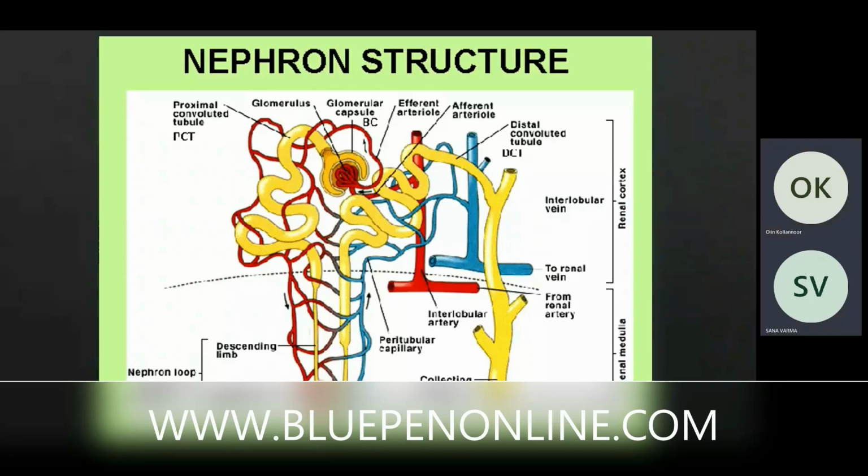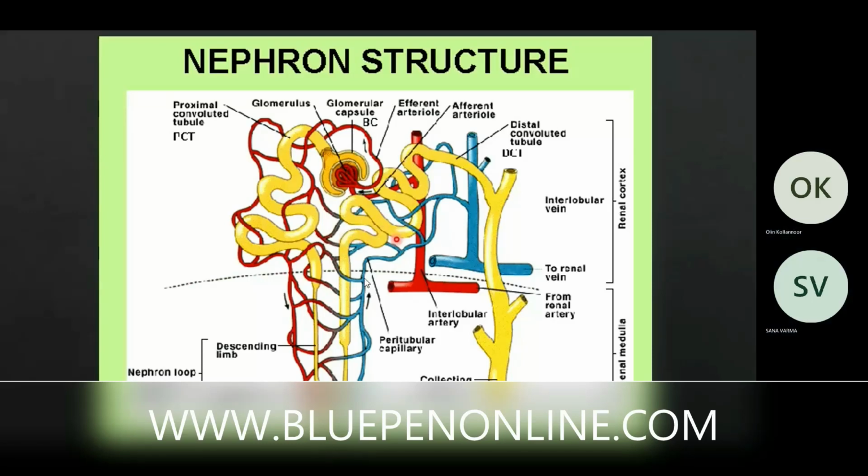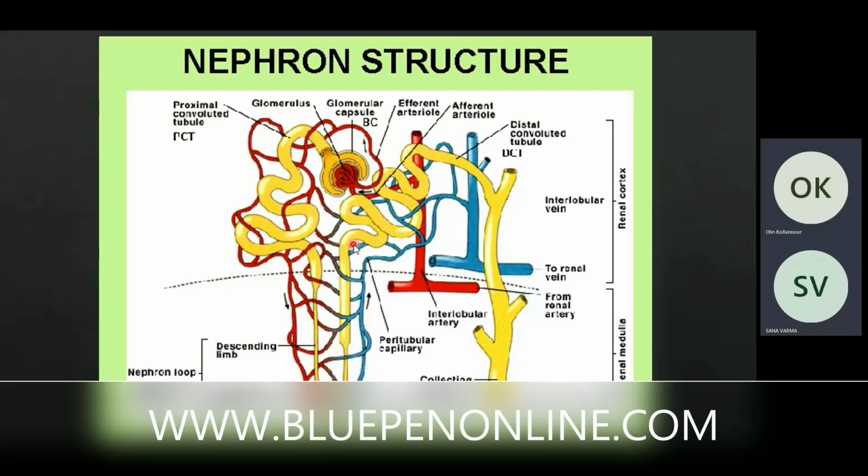Then the hairpin turn of loop of Henle, the ascending limb of loop of Henle, and the DCT, all these three parts are highly permeable to solutes and impermeable to water. Did you get the point? Okay. And lastly, the collecting tubule or collecting duct is normally impermeable to water.